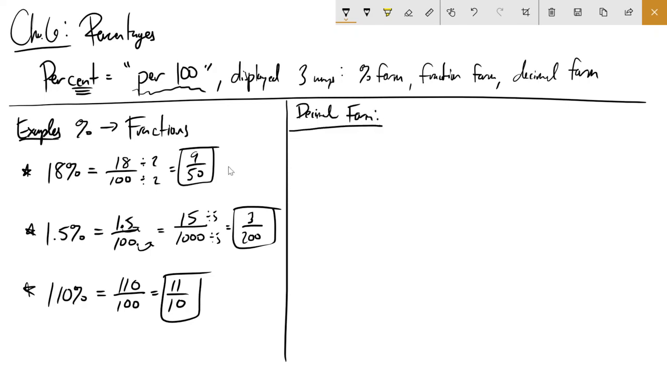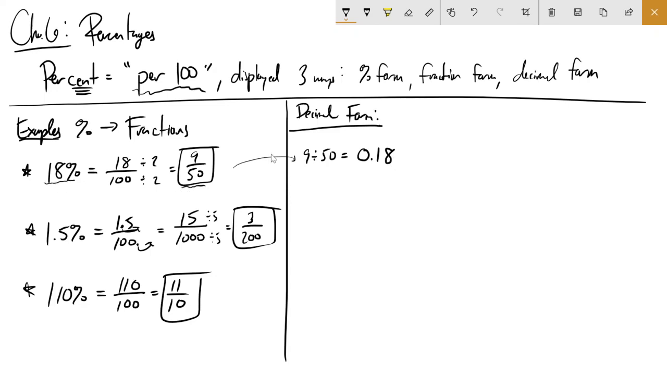Can you turn 9 over 50 into a decimal? Yeah, why not? How do you do it? Try it. Put 9 over 50 in your calculator. What does it spit out? 0.18, right? But this started as 18%.